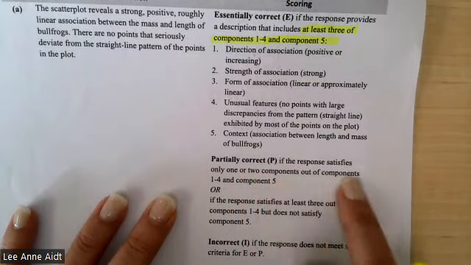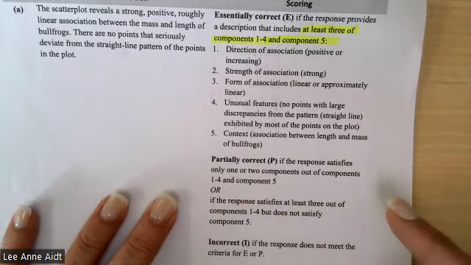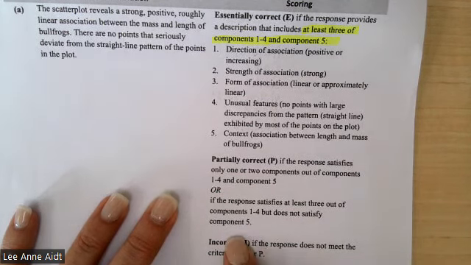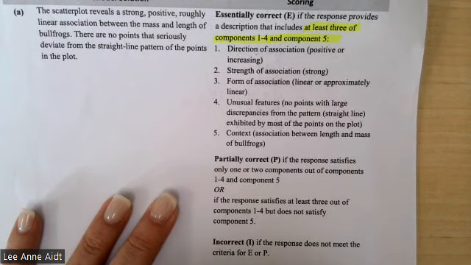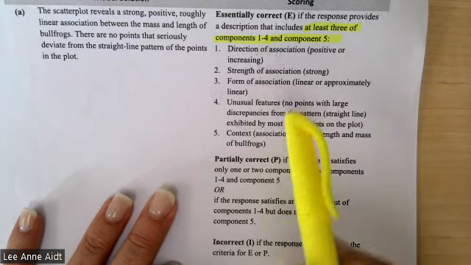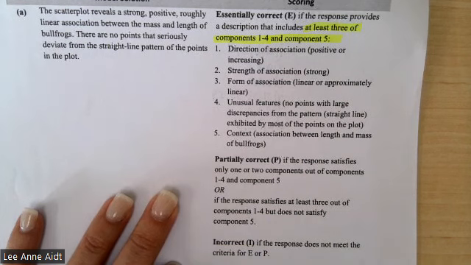You got a P if you only had 1 or 2 of the components 1 through 4 and component 5, or if you had at least 3 of 1 through 4 but did not do context, and an I either way. Yes, honey. Relationship is fine. That's actually going to come up later also. So wherever they say the word relationship, you can substitute with association or back and forth.